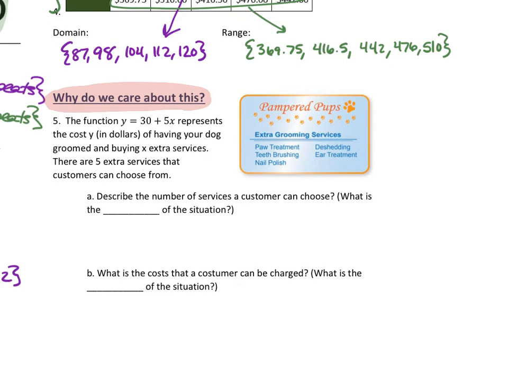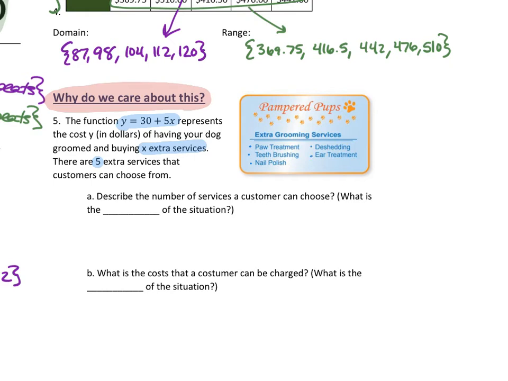In this problem, it says the function y equals 30 plus 5x represents the cost in dollars of having your dog groomed and buying x extra services. There are 5 extra services that a customer can choose from. And if you're wondering, for this Pampered Pups place, they can get a paw treatment, teeth brushing, nail polish, de-shedding, or ear treatment.